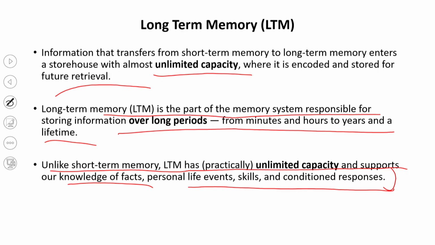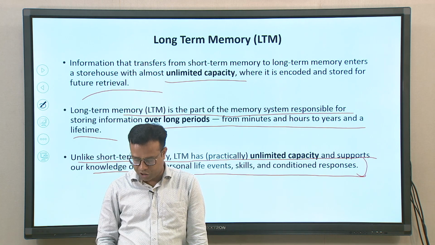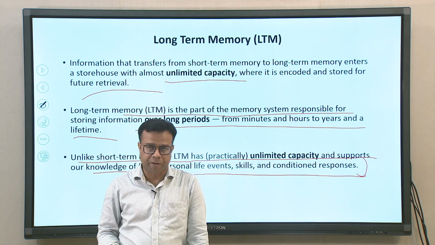So, we human beings have so much information. We have so many skills, so much knowledge and so on. All these are because of the large capacity of the long term memory. We could store almost unlimited amounts.